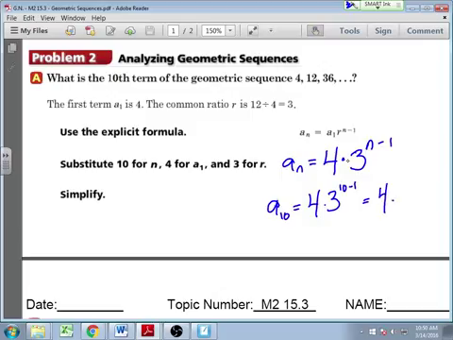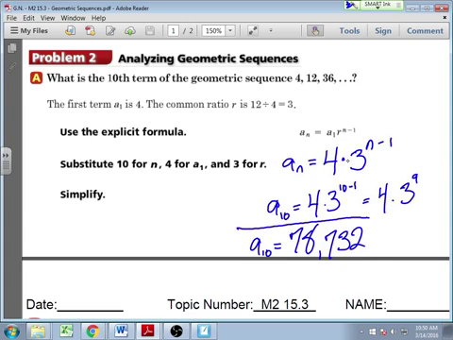And that's 4 times 3 to the 9th. And then we simplify. 3 to the 9th, then multiply by 4. We are going to get that a sub 10 is a very large value. 78,732.